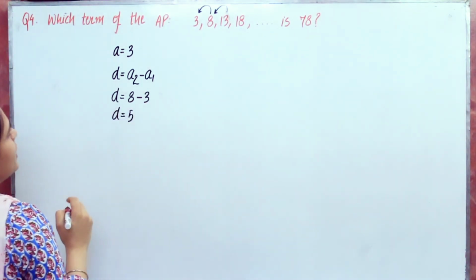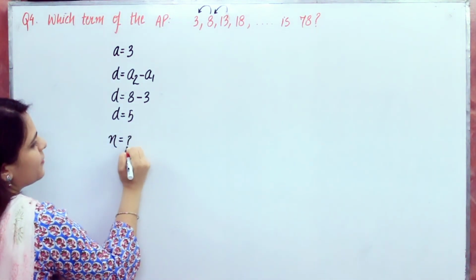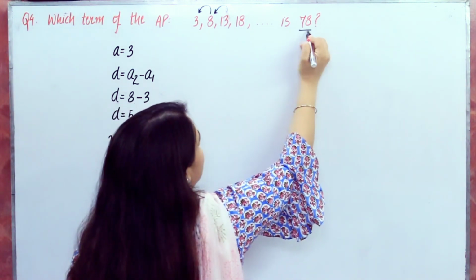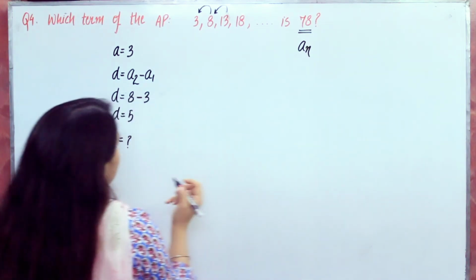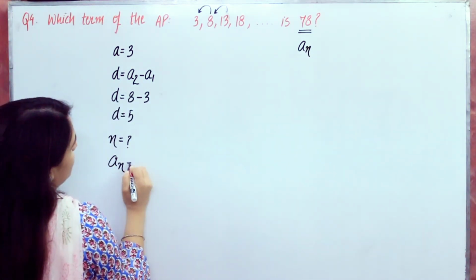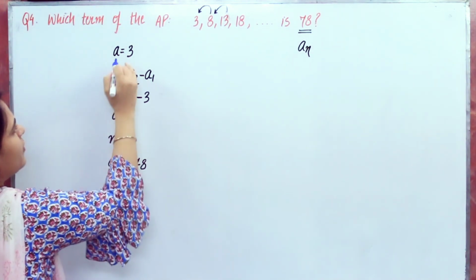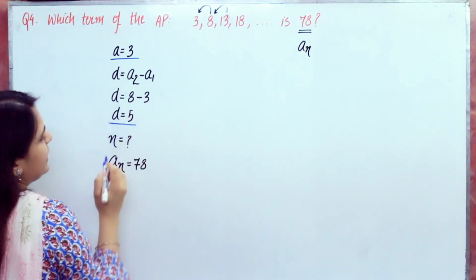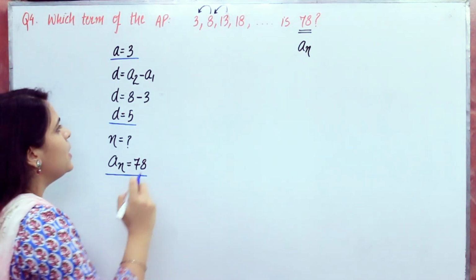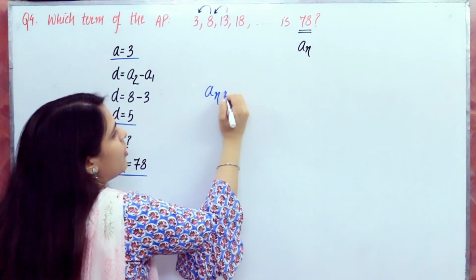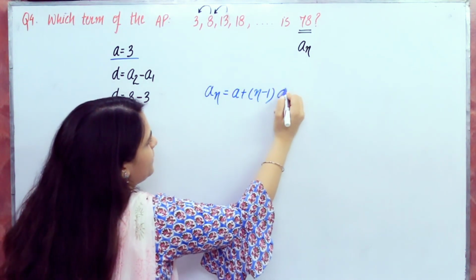so the common difference is equal to 5. And which term of the AP, that means you have to find the value of n, and the term 78 will be your nth term. So an is equal to 78. So in this question we have value of A, value of D and value of an, and you have to find the value of n. Now we will use formula of an. An is equal to A plus n minus 1 D.